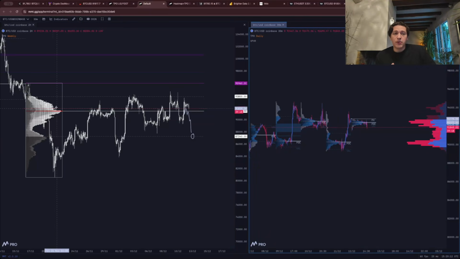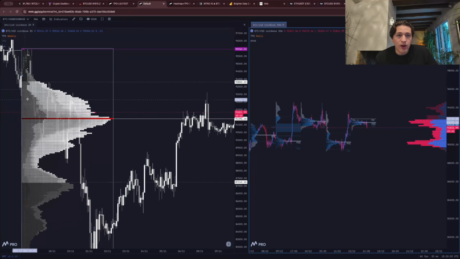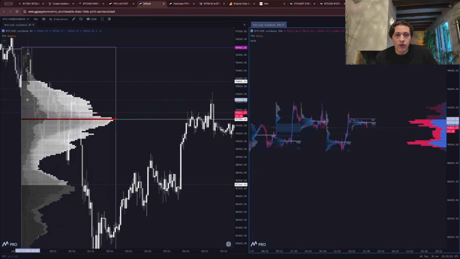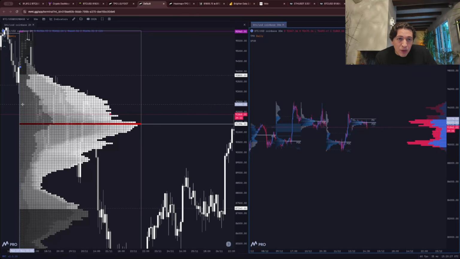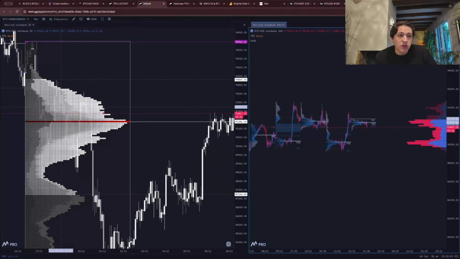Then you have the TPO. The TPO, which is the profile here, is based on time. So what does time mean? Every single block here is a 30-minute period on the price. So it means that at this level, the price stayed 30 minutes plus 30 minutes plus 30 minutes plus 30 minutes plus 30 minutes.